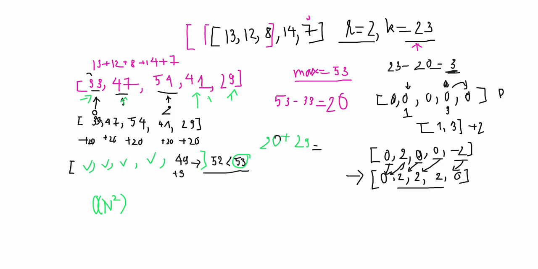So let's say that here, where should we begin? Let's say that here we have 33, right? 47, and then 54, and then 41 and 29, right? So let's say that you want to update. What is the start of the difference array and what is the end of the difference array? The answer here is that you should start from here, right? So why is that?